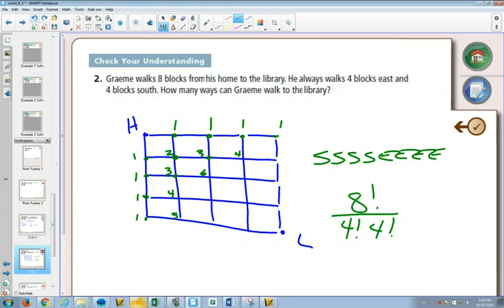5. 10. 5. 15. 20. 15, 35, 35, 70. And sure enough, if you multiply that out on your calculator, you get 70.